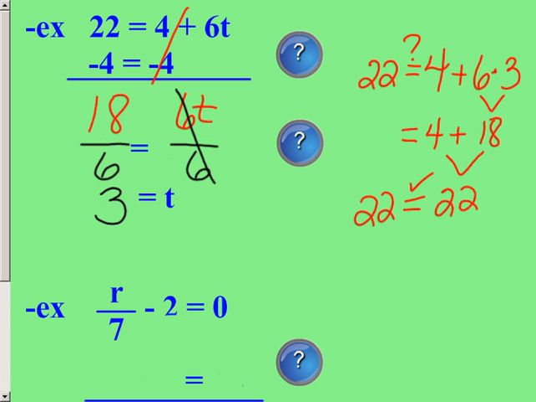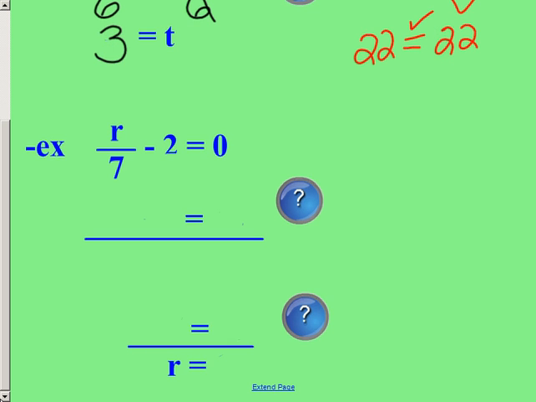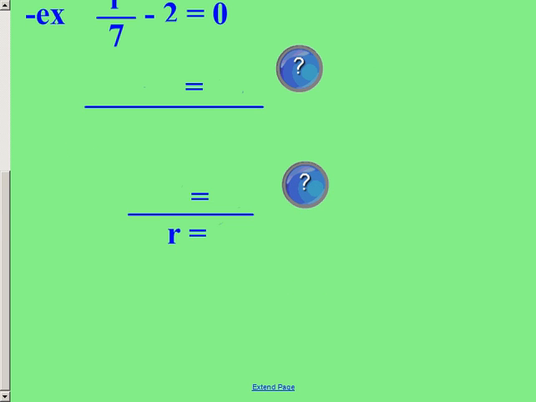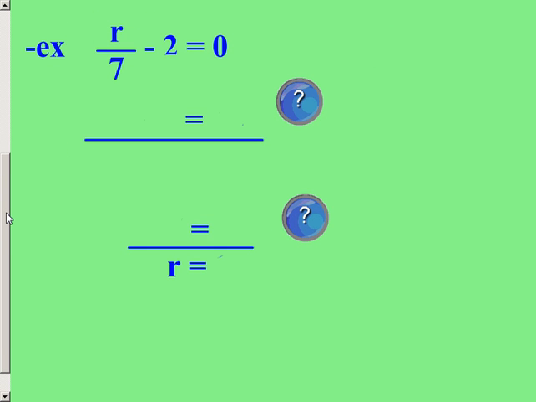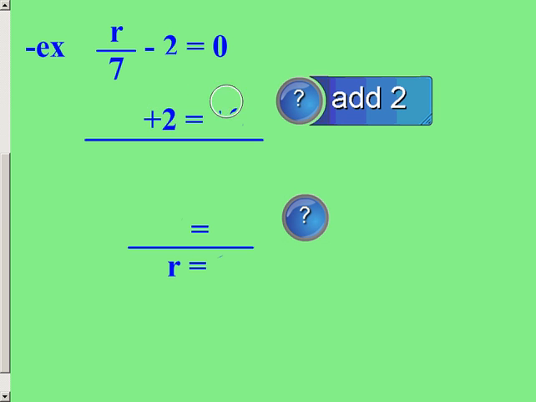Looking at another example. R over 7, remember that means R divided by 7, minus 2 equals 0. So we're going to do what first? We're going to get rid of the subtraction first. The opposite of minus 2 is plus 2. So we're going to add 2 to both sides of the equation.